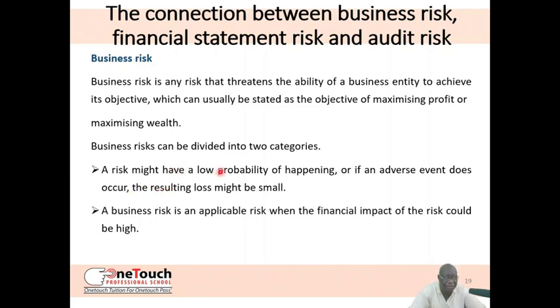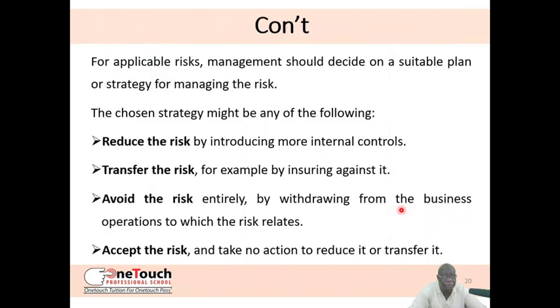So business risk is divided into two categories. A risk might have a low probability of happening, or if an adverse event does occur, the resulting loss might be small. The next one is that a business risk is an applicable risk when the financial impact of the risk could be high. For applicable risks, management should decide on a suitable what? Plan. So management should put a plan in place to either reduce the risk, transfer the risk, avoid the risk, or accept the risk. So these are the four means by which risks are managed by management.